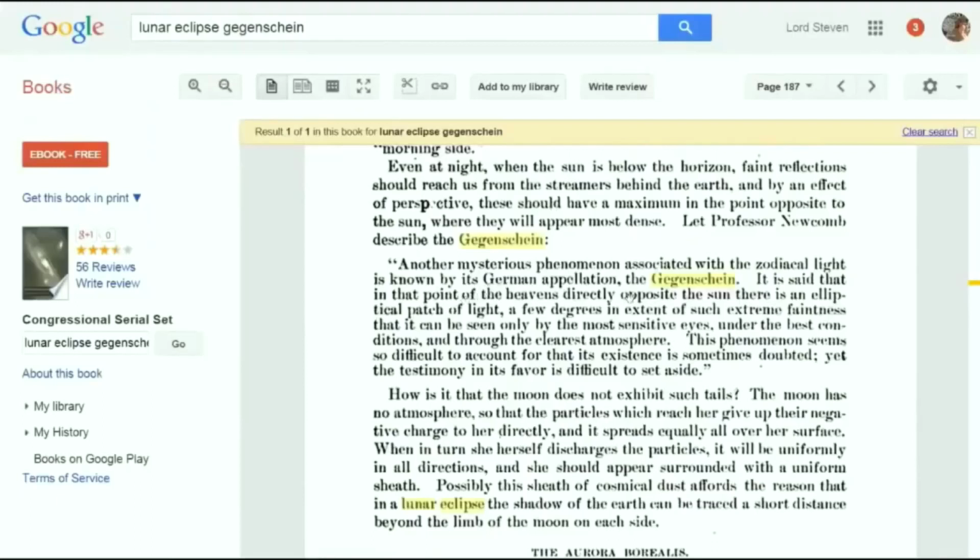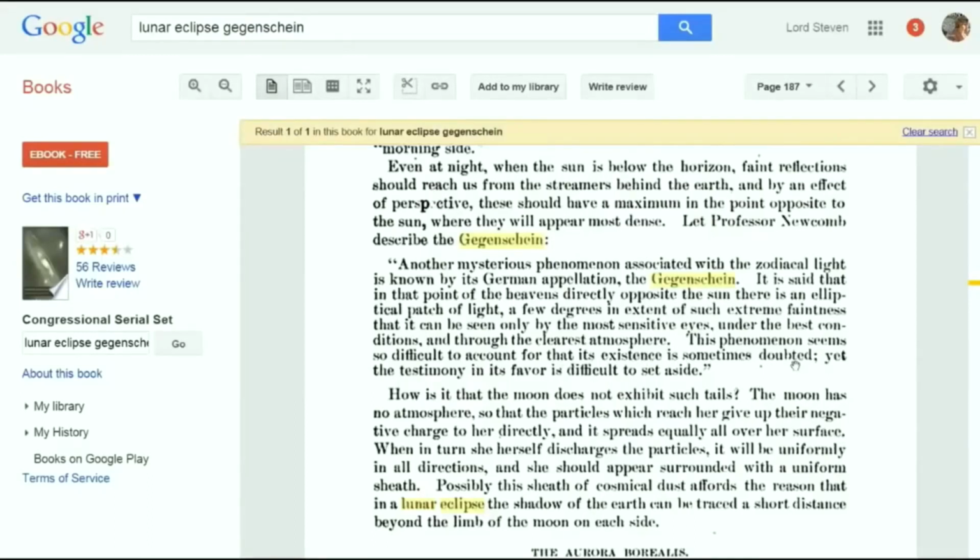Gegenschein. Another mysterious phenomenon associated with the zodiacal light is known by its German appellation, the Gegenschein. It is said that in that point of the heavens directly opposite the sun, there is an elliptical patch of light. Now, I just told you I don't think it's elliptical. I think it's circular. I showed you how when you boost up the curves, it's circular. A few degrees in extent, of such extreme faintness that it can be seen only by the most sensitive eyes under the best conditions and through the clearest atmosphere. This phenomenon seems so difficult to account for that its existence is sometimes doubted.